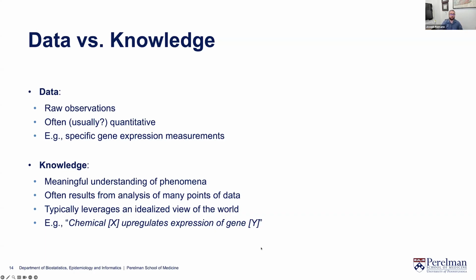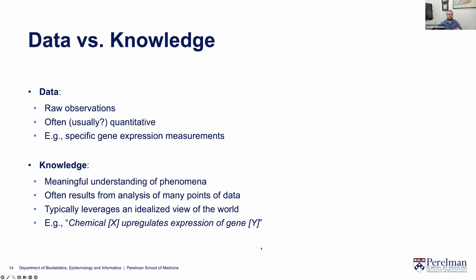So data refers to raw observations about experiments or the world around us. They can be just observing things outside of an experiment. Often they can be viewed in a quantitative manner. Even if it's qualitative research you're doing, you can consider your data in some sense quantitative. And an example of data would be you do some experiment and you observe specific gene expression measurements after you apply a chemical to human cells in culture. So in other words, you get a specific number saying in this population, we see that this gene is turned on at this level.